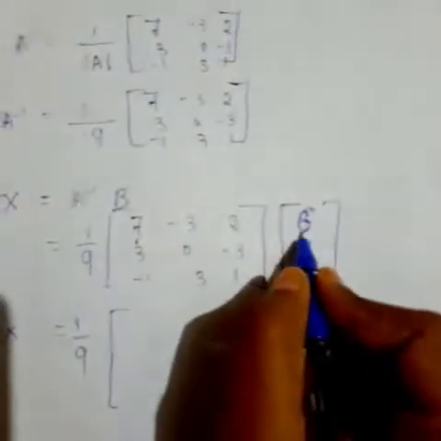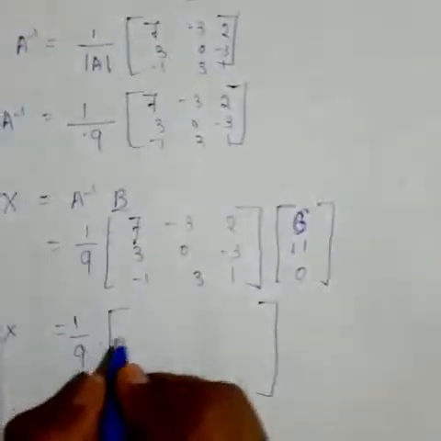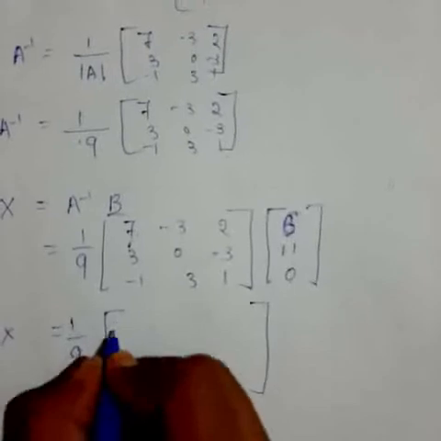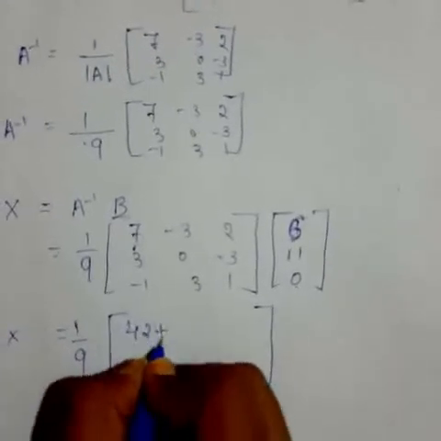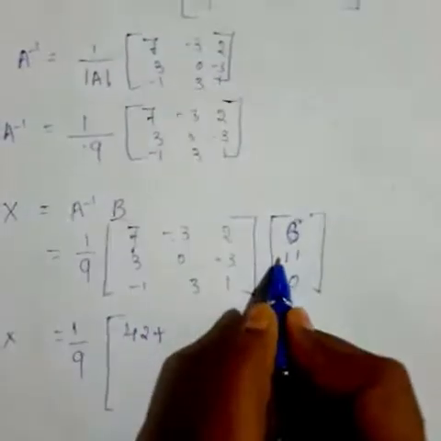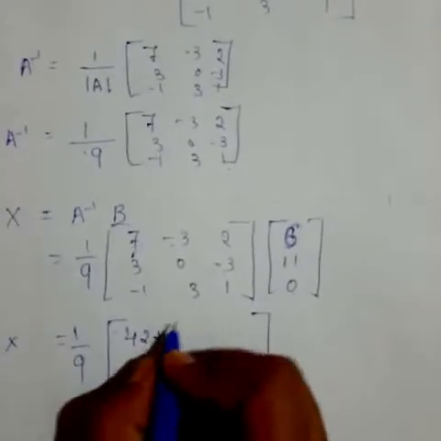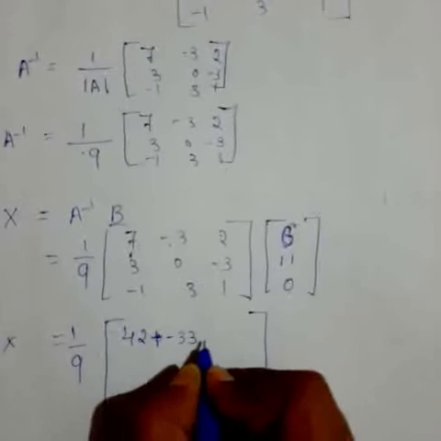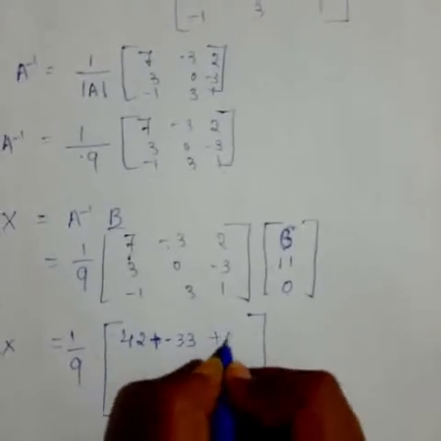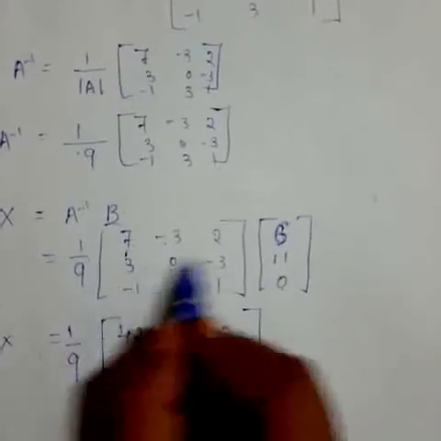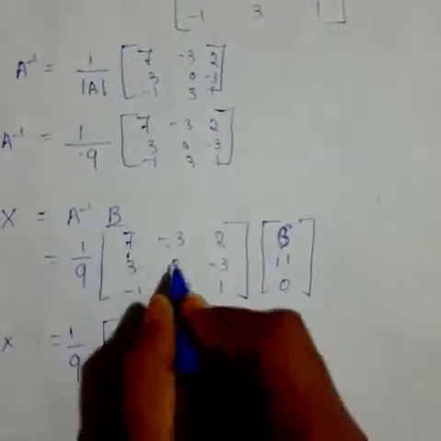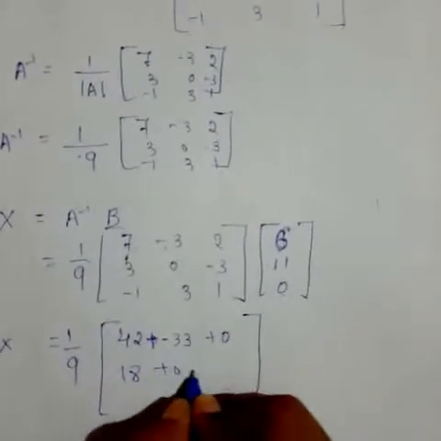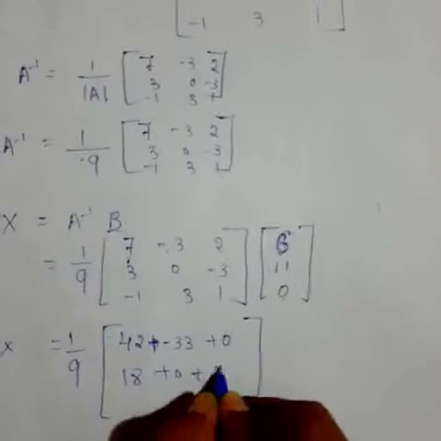7 into 6 is there. 7 into 6 means you will get what? 42. Okay, then we have to put addition, then minus 3 into 11, you got minus 33. Next 2 into 0, you will get 0. Then similarly 3 into 6 is 18, 0 into 11 is 0, minus 3 into 0 is 0.